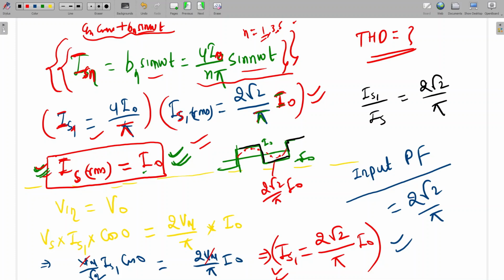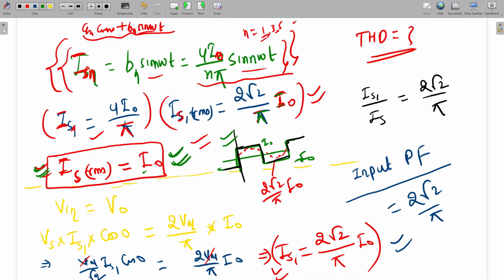Is it clear to all? For a square wave, the RMS value is equal to the peak. The average value, the RMS value, is equal to the amplitude of the waveform for a square wave. We can also calculate this by the basic formula for the RMS value, and we will get the constant value only. So I_S RMS is equal to I naught.